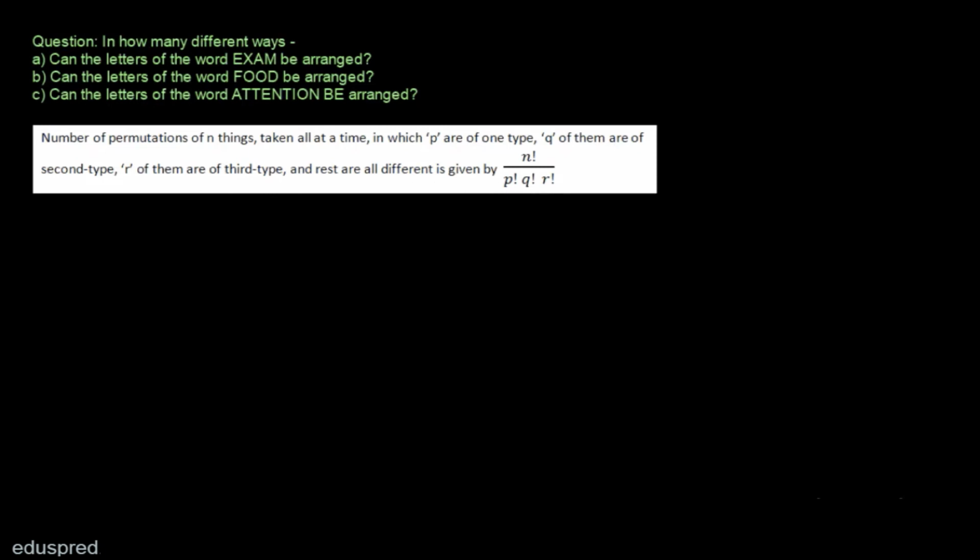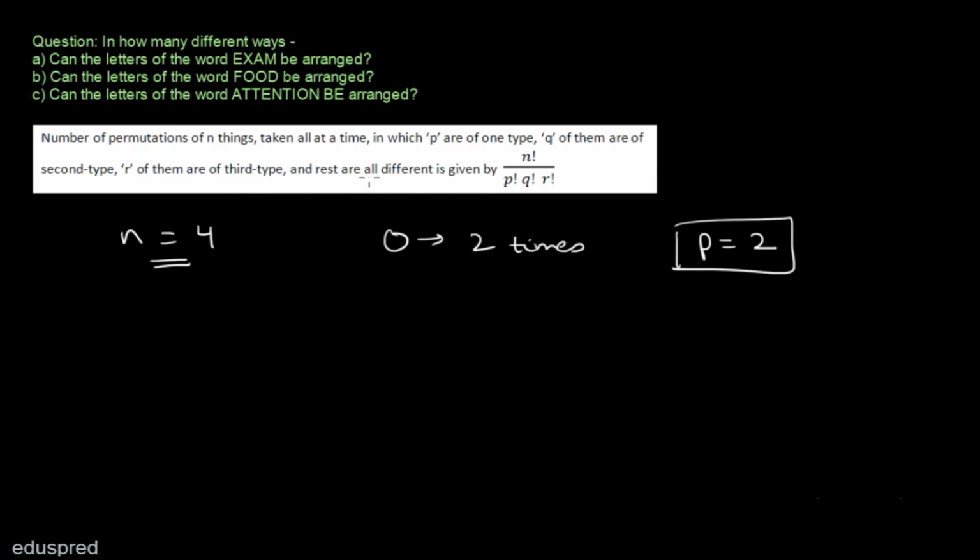So in our case, we have 4 letters. So that means n is equal to 4. And the letter O is appearing twice. So letter O is appearing 2 times. So you can say that p is equal to 2. So now we can just use this formula to find our answer. According to this formula, our answer should be 4 factorial divided by 2 factorial. And that's it.